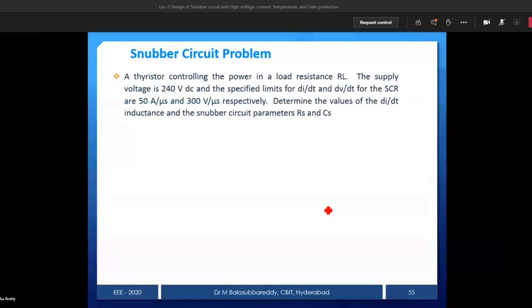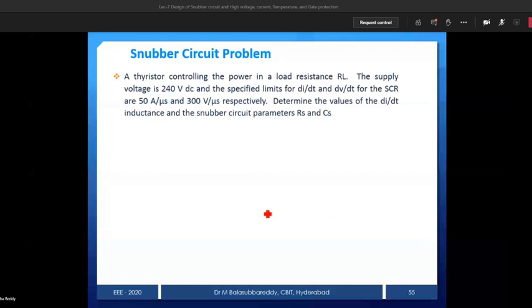That is the design RS, but they did some trial and error. Finally, they got one relation, RS is equal to 2 eta into root of L by C. With that formula, C means CS, so now you will find what is the CS. That is the complete design of a snubber circuit. So why is a snubber required? To prevent the dV by dt.